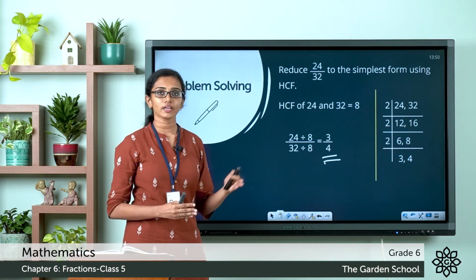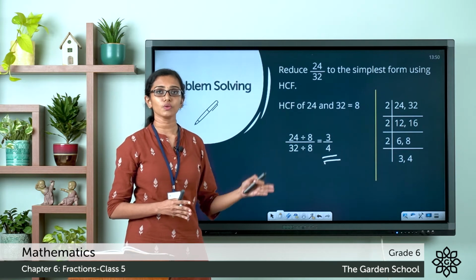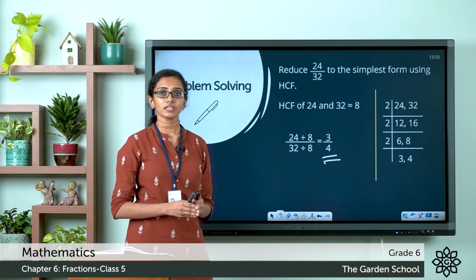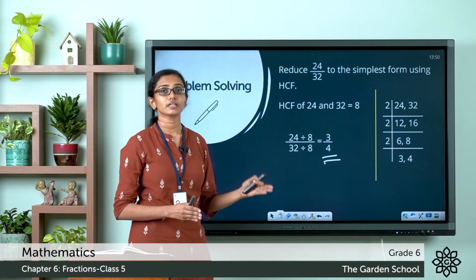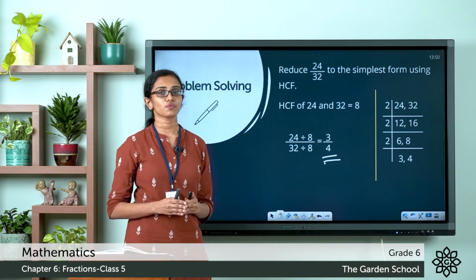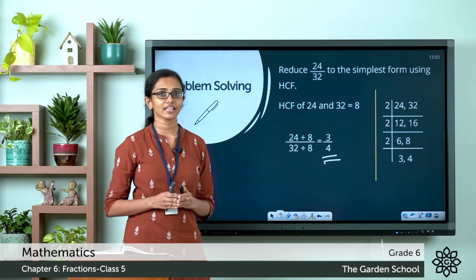So the easiest way to reduce a given fraction to its lowest form is to find the HCF of the numerator and the denominator, then divide the numerator and denominator with this HCF. Then you'll get the lowest form or the simplest form of the given fraction. So I hope this is clear to you.